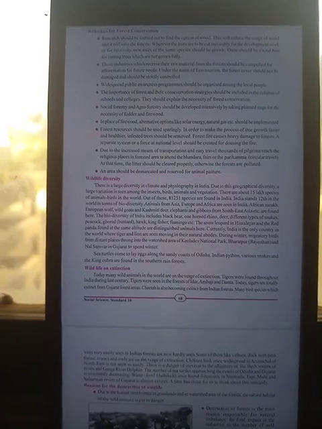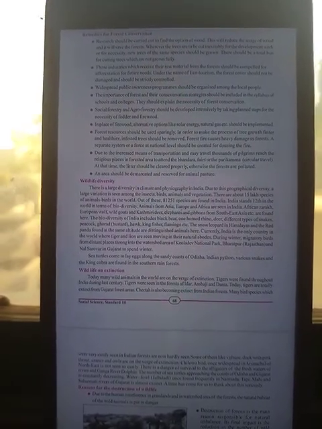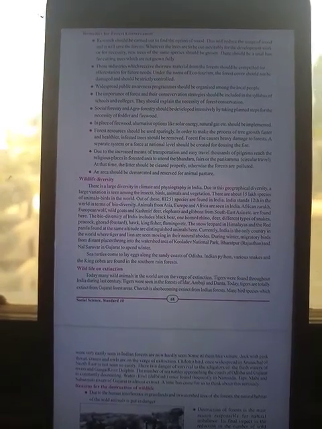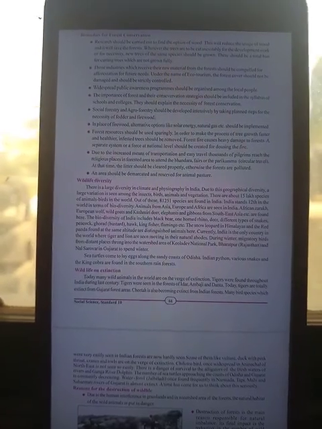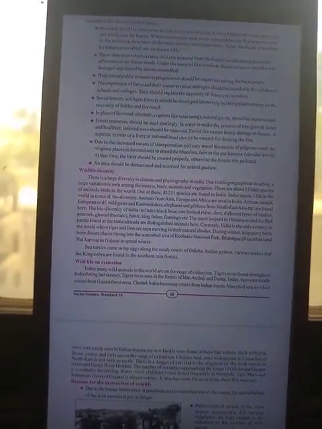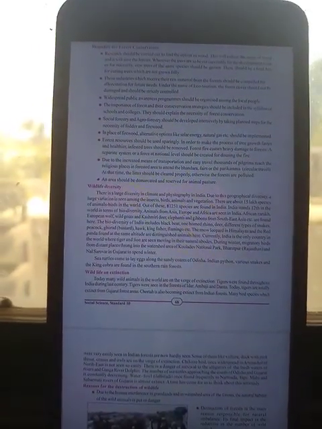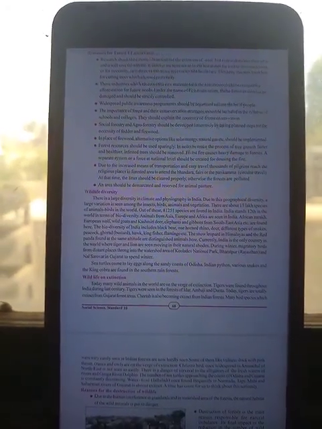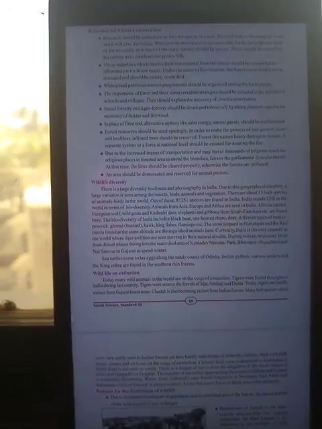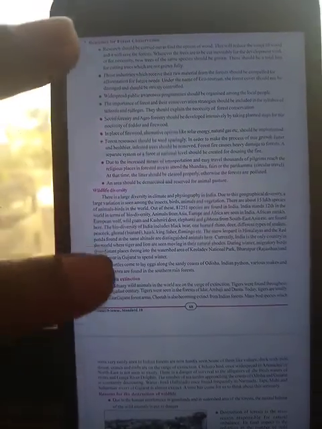Next, an area should be demarcated and reserved for animal pasture. That means the forest area should be entirely for animals. So these are our remedies for forest conservation that we have just discussed.